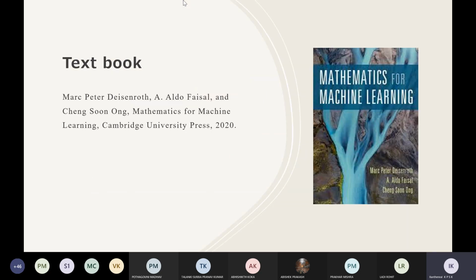Your syllabus is not given online. I think you can't download it. So I'll be uploading this PPT online. Please use this as a course syllabus outline kind of structure.